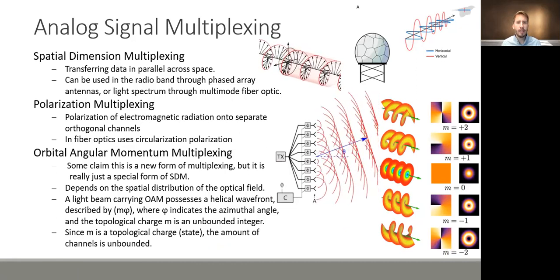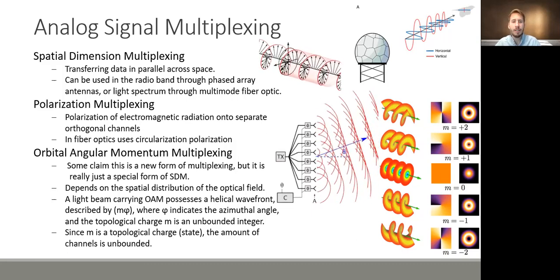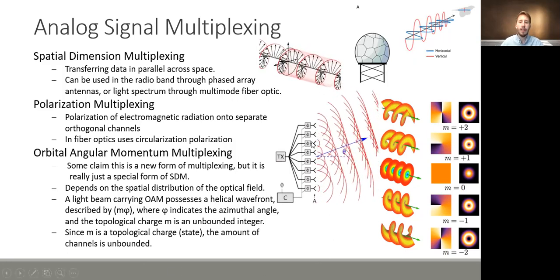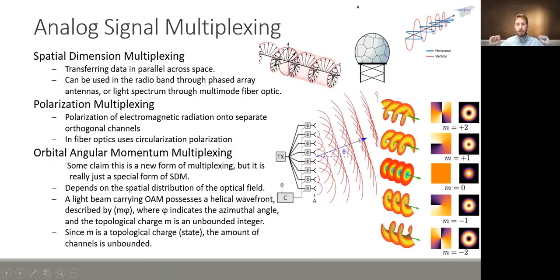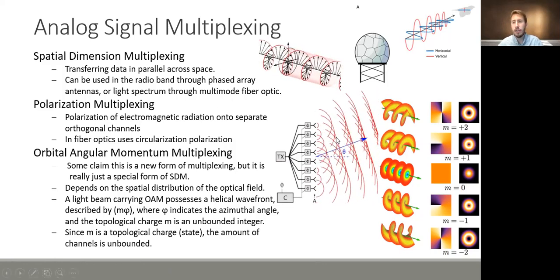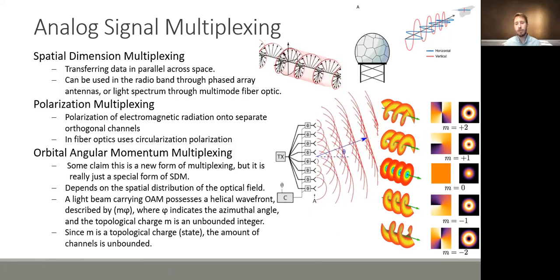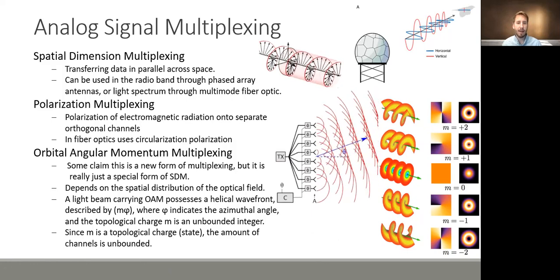And so this is typically the situation in phased array antennas. This is an example here. You're using your space. You're taking one signal, spreading it out across space and sending it in a parallel fashion, so that your receiver uses that space dimension to determine which signal is which. I think that's the best I can describe that.